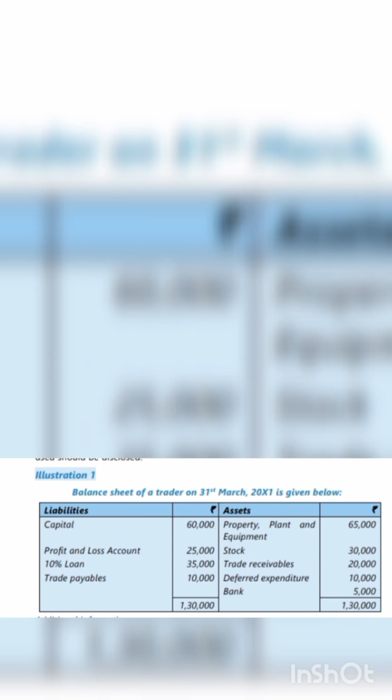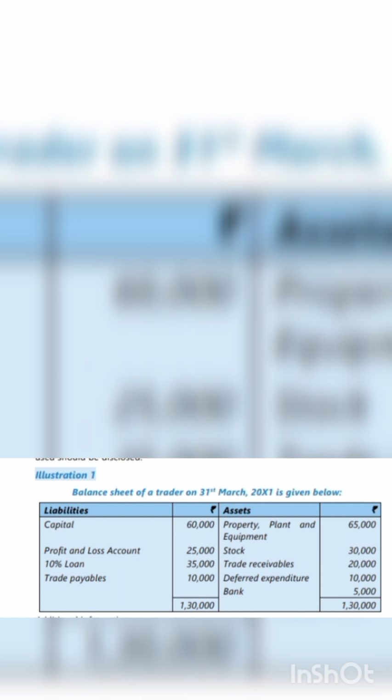I am going to give an illustration of one of the very important financial statements, the profit and loss statement. How to make a profit and loss statement. Here we are given a balance sheet of a trader on 31st March 2011 below.